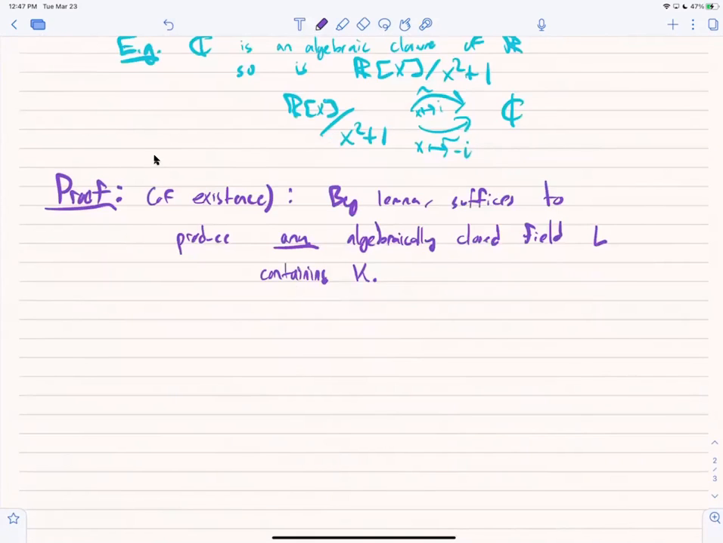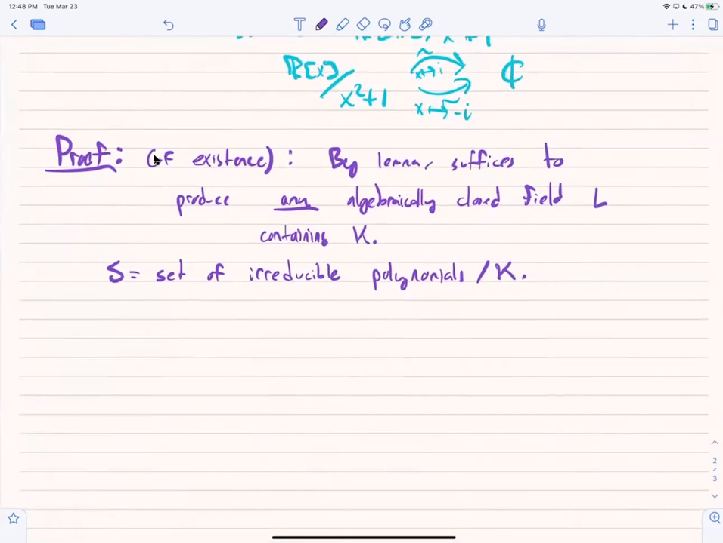Okay, so I have this field K, and I'm going to look at the set of irreducible polynomials over K. If I want all of these to split, I'm at least going to need them all to have a root. So let me start by producing some ring where these all have a root.